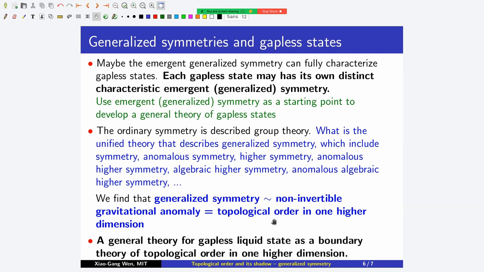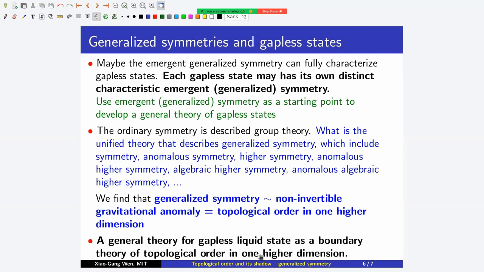And then this gapless state can be described in this way. Physically, it turns out that using topological order to characterize a symmetry, and using symmetry to characterize a gapless state, is basically like saying that the general theory for a gapless liquid state is actually the boundary theory of a topological order in one higher dimension. So once you know the symmetry, you can identify the topological order in one higher dimension. The boundary of that topological order actually describes your gapless states. So this is kind of a physical connection.